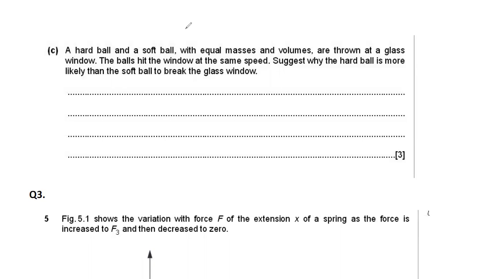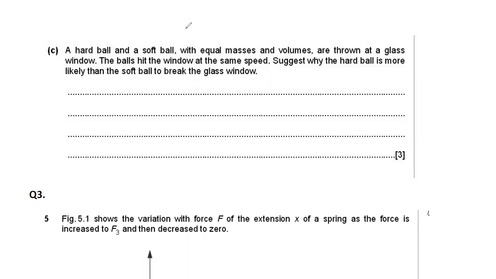Is it because the hard ball will put more pressure on the glass? Why will it put more pressure on the glass? Because you're throwing it at the same speed, the molecules are all close together, so it'll put more pressure in a smaller area, and then the glass will break. They have equal masses and they have equal sizes. So yeah, if it's hard, will it have a lower tensile?